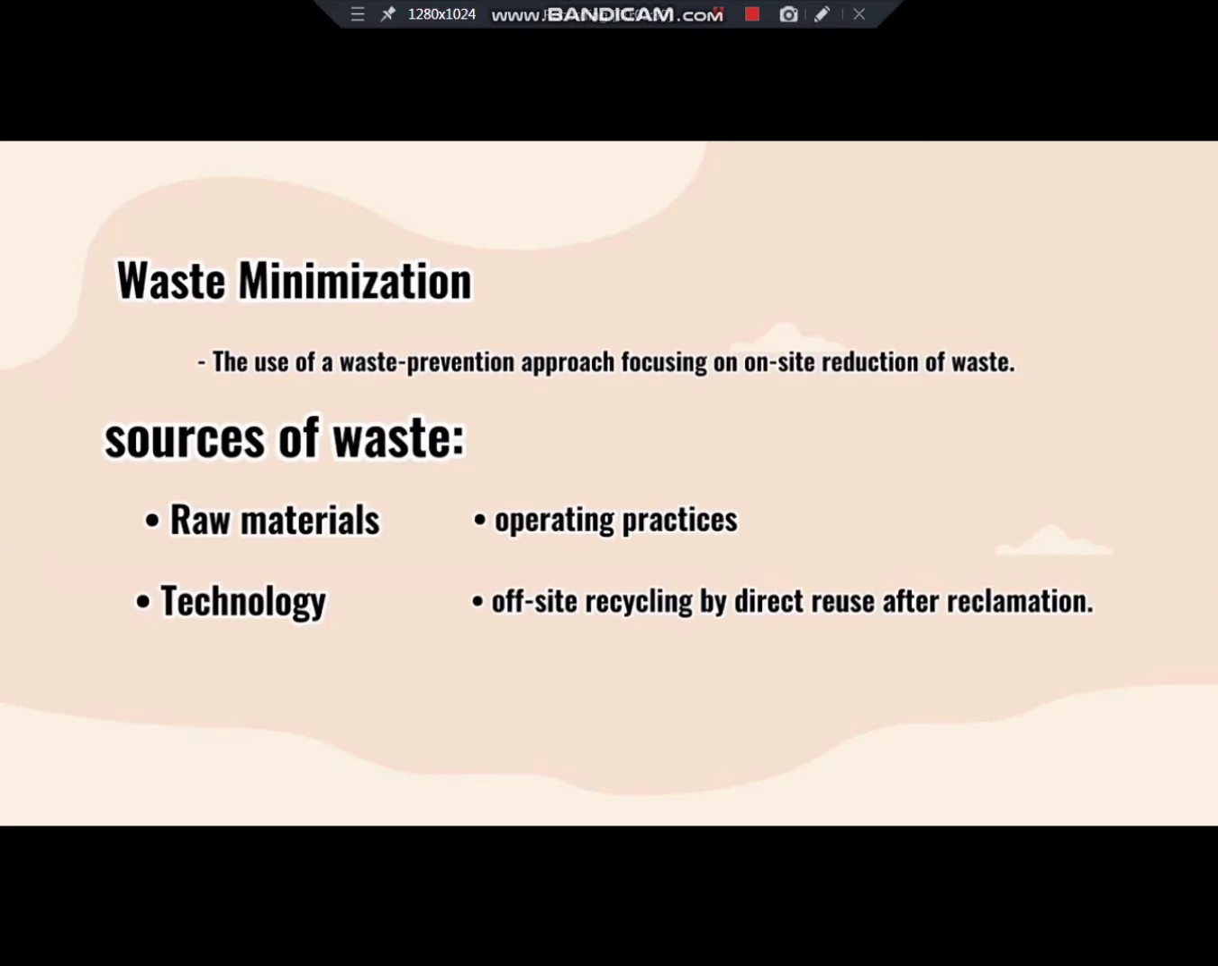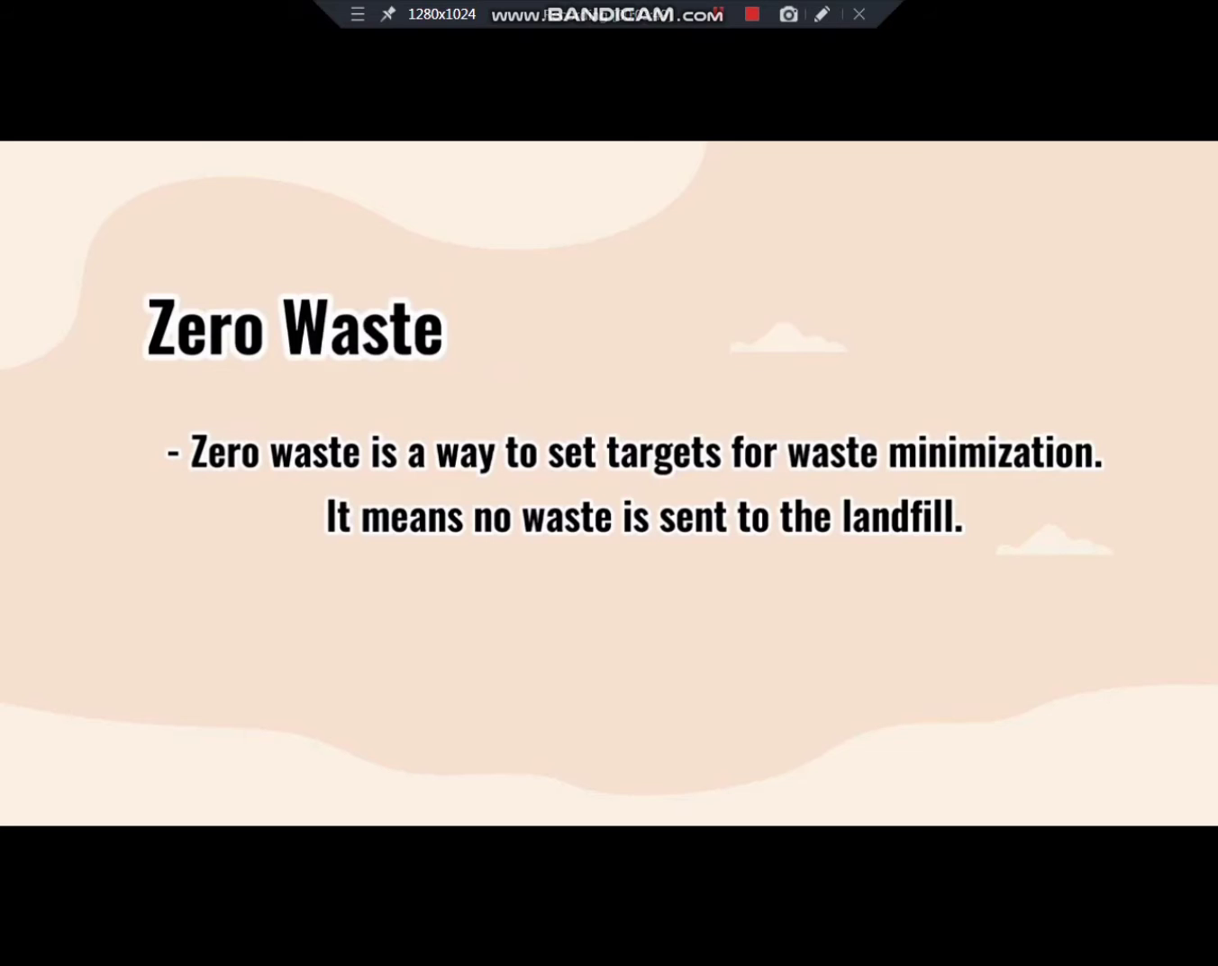Eco-efficient businesses get greater value out of their raw materials as well as producing less waste and less pollution. Next one is waste minimization. The use of a waste prevention approach focusing on the on-site reduction of waste. Sources of waste such as raw materials, technology, operating practices, and off-site recycling by direct reuse after reclamation. Zero waste. Zero waste is a way to set targets for waste minimization. It means no waste is sent to the landfill.